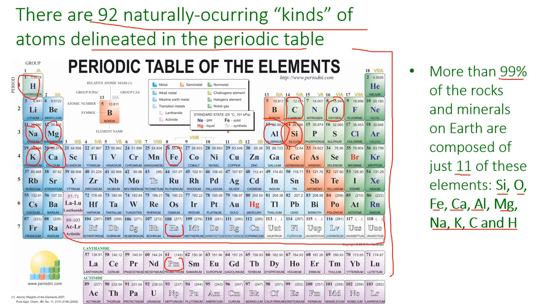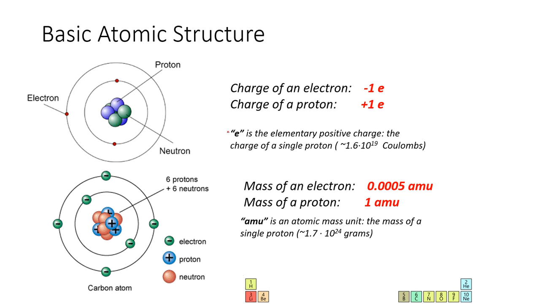Most of the Earth is made out of those elements. It might surprise you to know that 99% of the Earth is just made of those. So all that variation that we see in Earth is just different jumbles of these 11 elements. Okay, so let's talk about how the atoms of the elemental periodic table are composed.